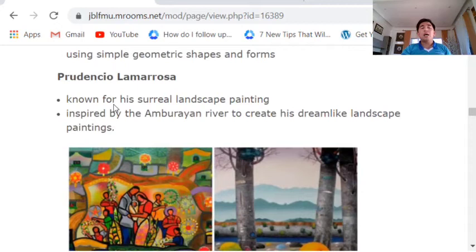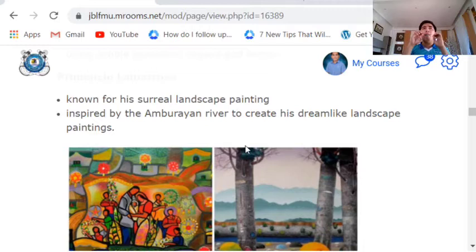Okay, may modern na siya gani, may modern taste na in his painting. Next is Prudencio Lamarosa, known for his surreal landscape painting. Look, makita surreal ba na class? Though, it's closest to reality. Ang daw, close na gid katama sa reality. That's why it's called surreal landscape painting.